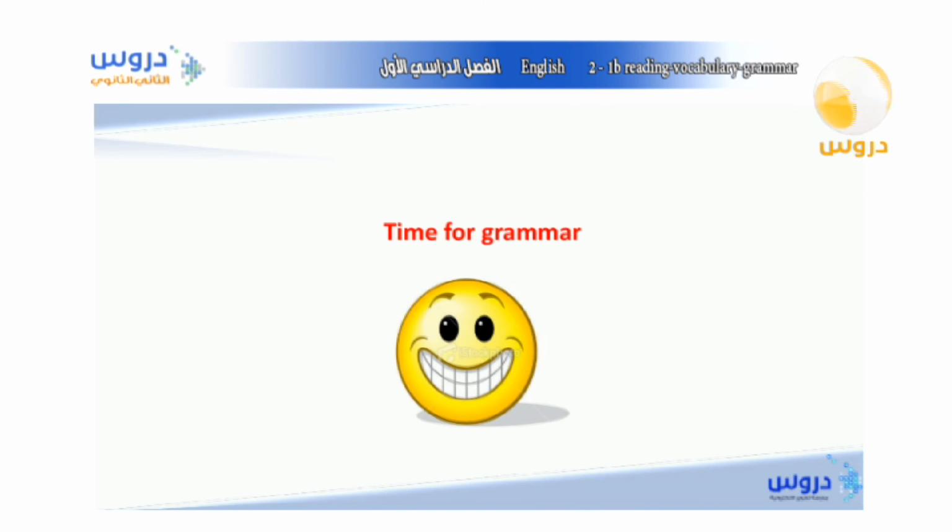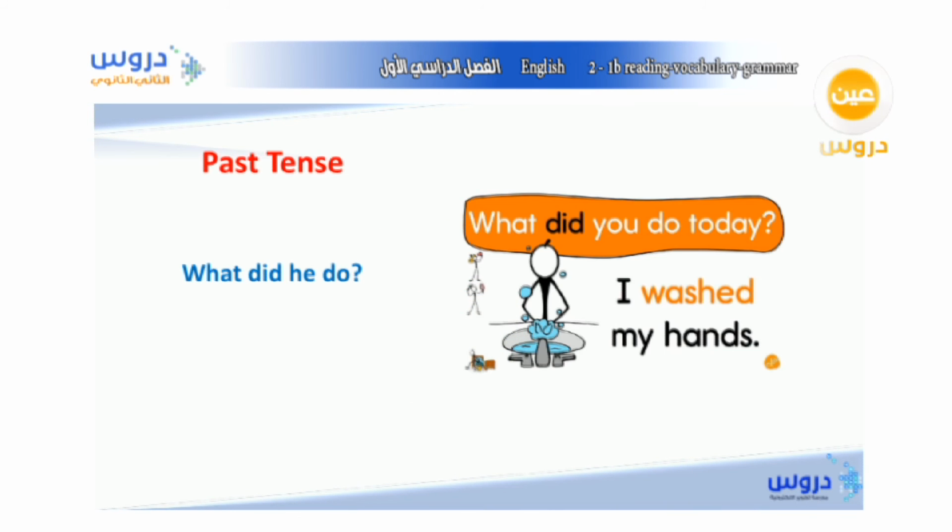Now, let's get to grammar. So let's see what we have for grammar today. As we said in the objectives, we're going to remember the simple past tense. So you have all the way, this question most of the time you hear from your parents, from your teachers. What did he do? What did you do? What did she do? And so on.